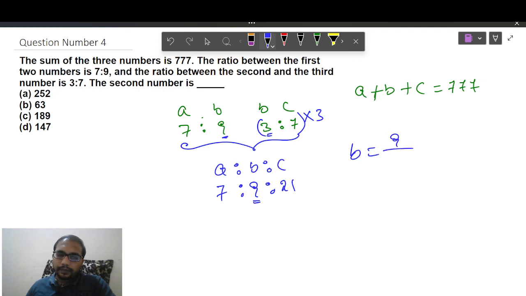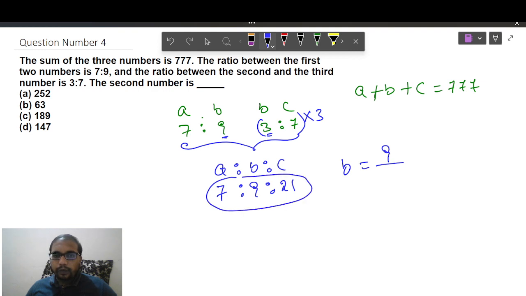B value is how much here? 9 out of total. 9 plus 21 is 30, 30 plus 7 is 37. And the total value of ABC is how much? 777. So what you are doing here, B ratio term is equal to 9 out of the total, 9 plus 21 plus 7, 37, into 777. Right friends?